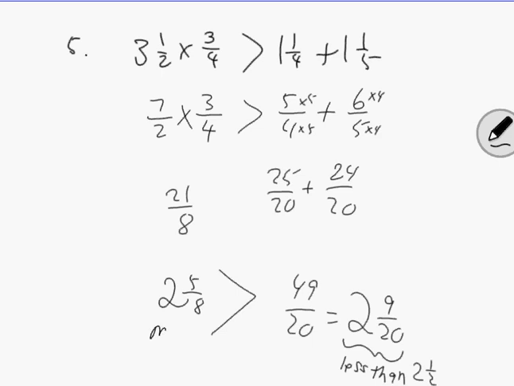And this is more than 2.5, because I knew that 4/8 would have been a half, so this is more than 2.5. So therefore, more than 2.5 is greater than less than 2.5. So the answer for question 5 is true.